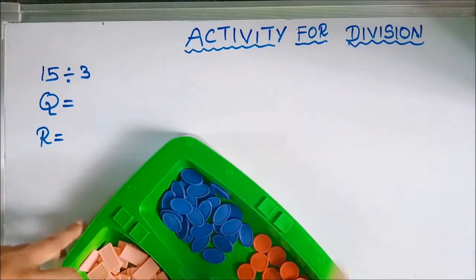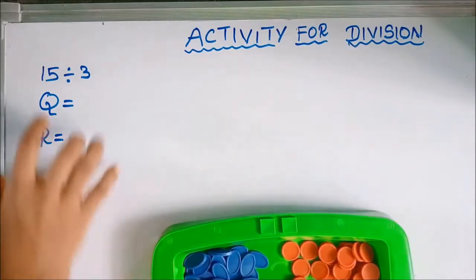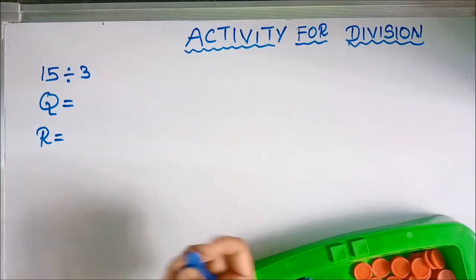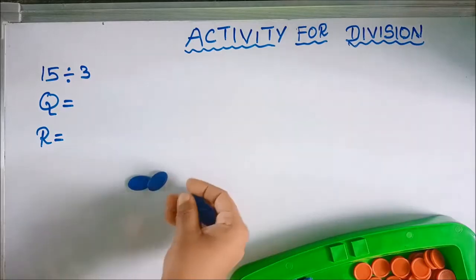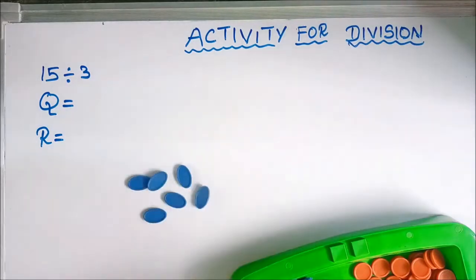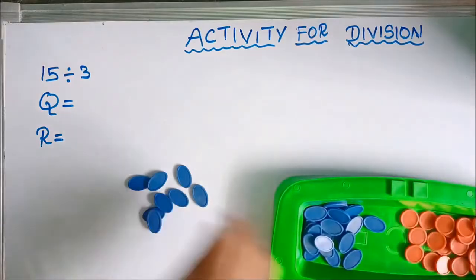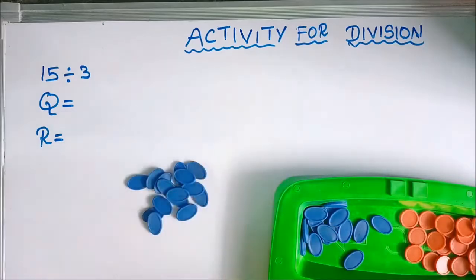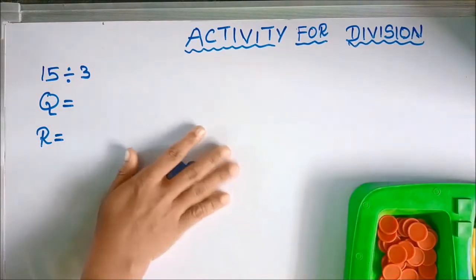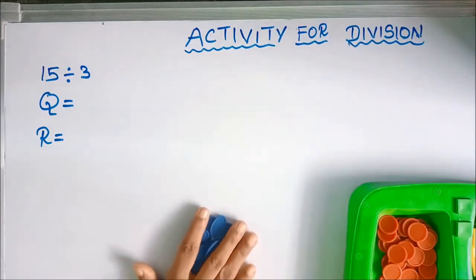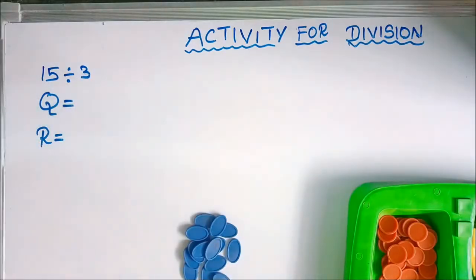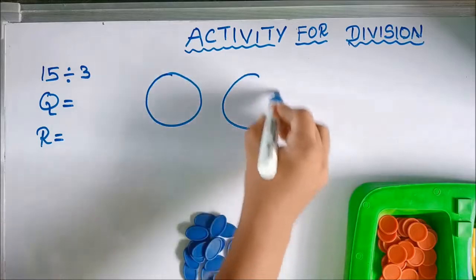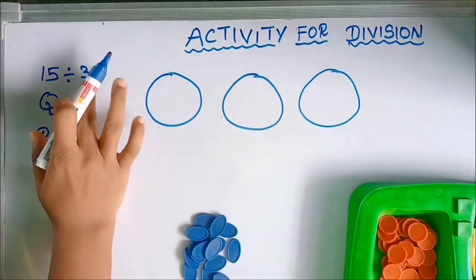For this, we have to take some pieces of coins. For the number 15, I am taking these oval shapes, 15 of them. 1, 2, 3, 4, 5, 6, 7, 8, 9, 10, 11, 12, 13, 14, 15. Now I am going to divide these 15 shapes into 3 equal parts, because 3 is the divisor. You have to divide the shapes according to the number in the divisor. Here we have the number 3.